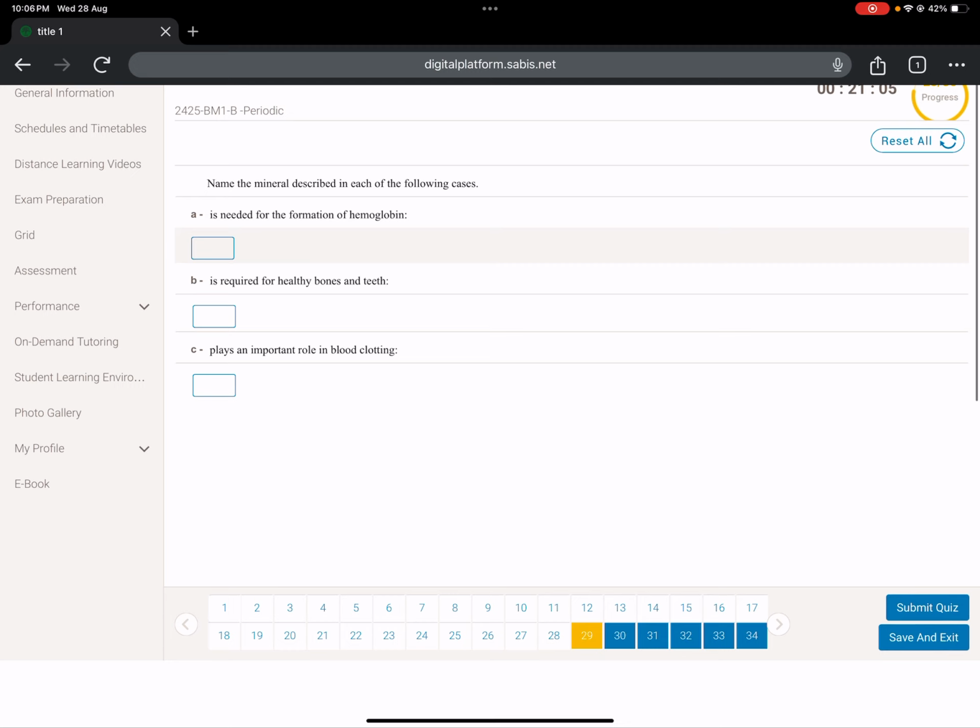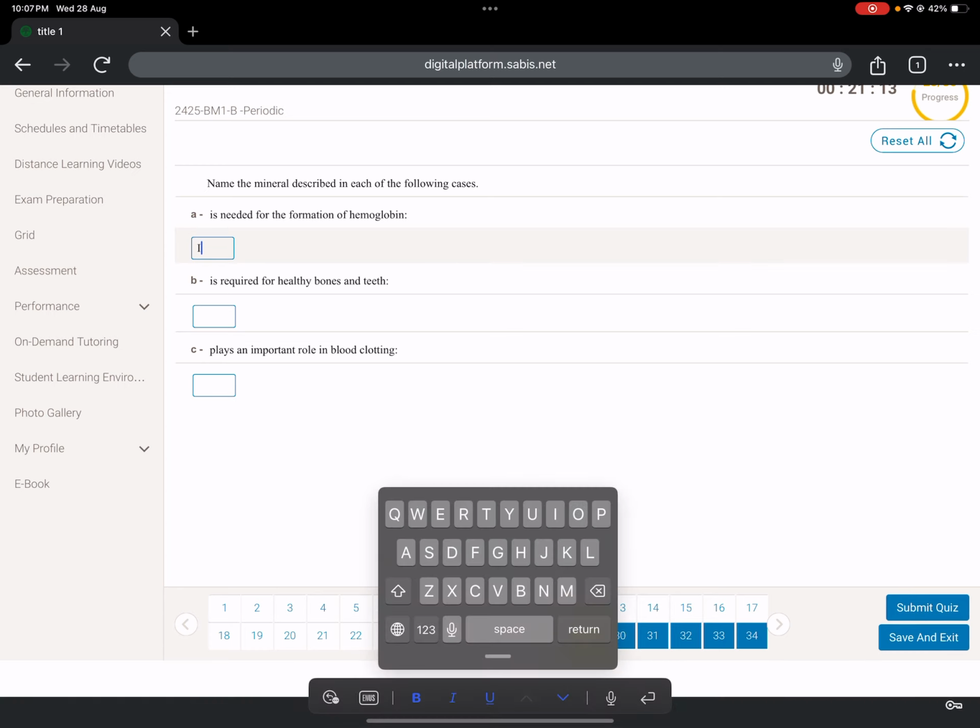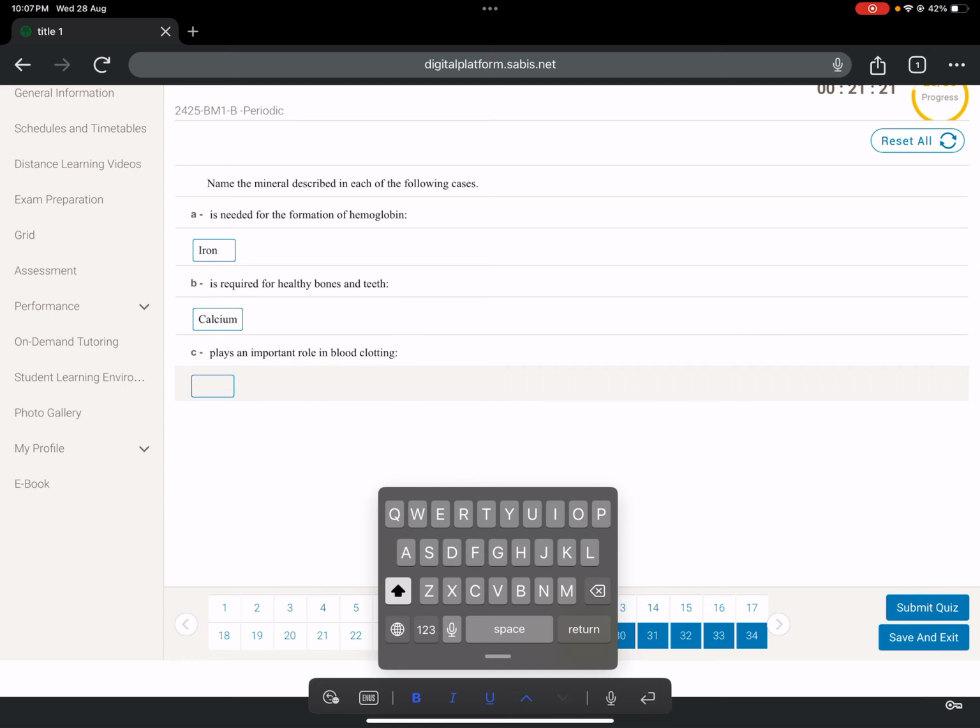So name the mineral described in each of the following cases. Is needed for the formation of hemoglobin. So hemoglobin, we said, of course, it is iron. Now required for healthy bones and teeth, it is calcium. Plays an important role in blood clotting, also calcium.